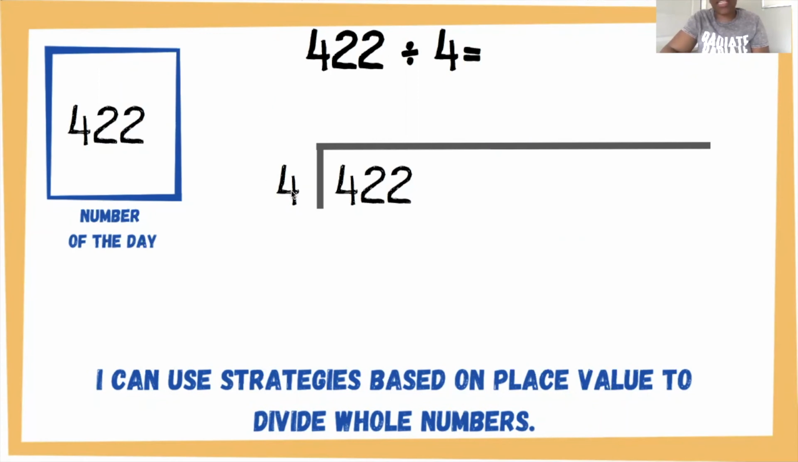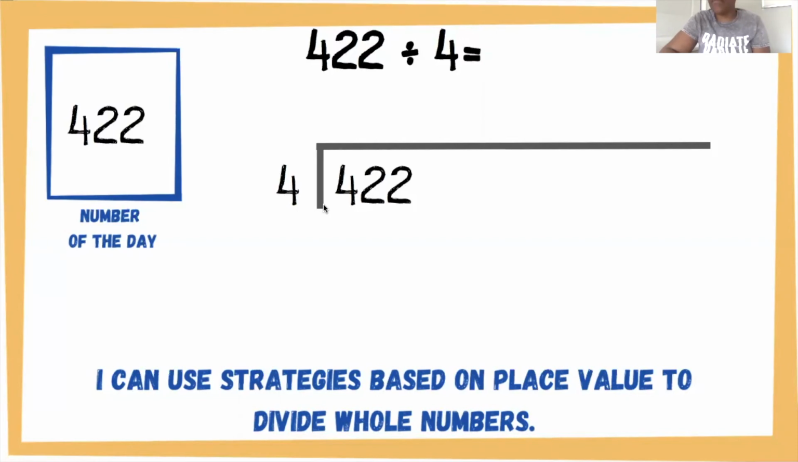And so in order to start, we are going to begin by looking at our divisor and trying to figure out what factor we can multiply by our divisor in order to get as close as possible to the dividend that we see here. So what number times 4 will get me close to 422? Now we don't have to get super close. We want to get as close as we can with mental math. And so what's the first thing that comes to your mind?